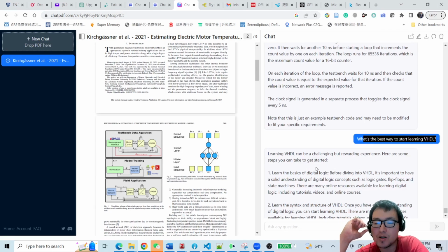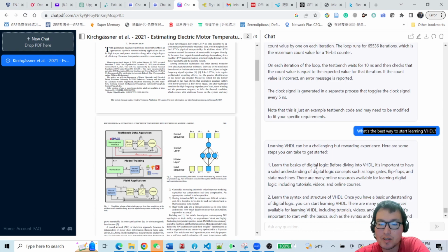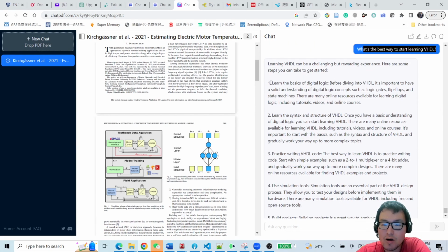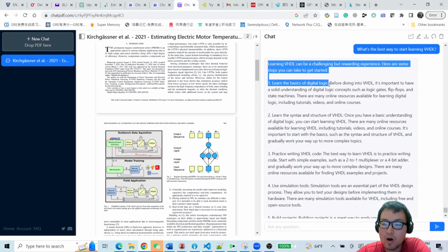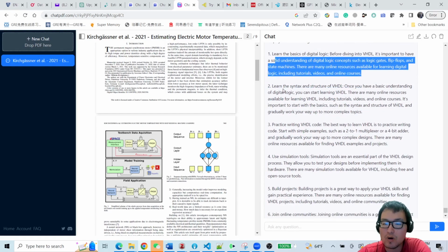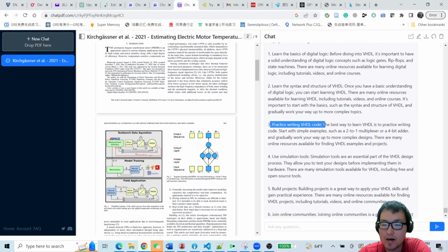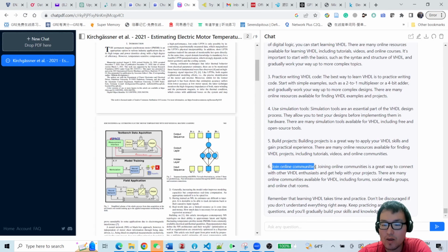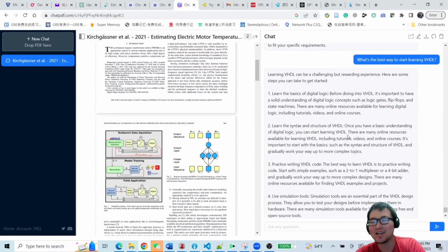It says learning VHDL can be a challenging but rewarding experience. Here are some steps you can take to get started. Learn the basics of digital logic. Before diving into VHDL, it's important to have a solid understanding of digital logic concepts like logic gates, flip-flops, and state machines. There are online resources available for learning this, including tutorials. Then you learn the syntax and structure of VHDL, practice writing the code, use a simulation tool, and then build projects and join the online community. So this is actually fascinating.